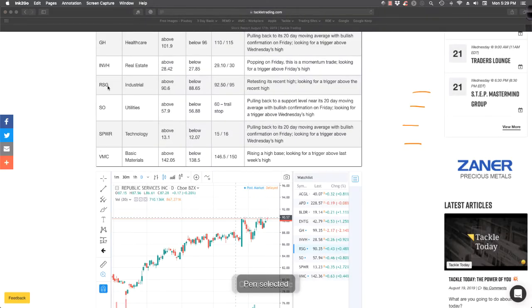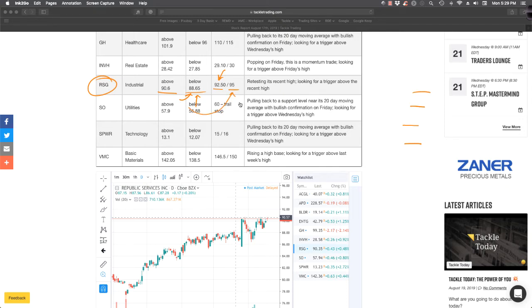Now, here it is, RSG. We want to enter above resistance at 90.65, a conservative stop loss below 88.65, and a target 92.50 to 95. Now, I can already tell, just doing some really rough math, that if we use this stop loss and target 1, we're not going to have a reward to risk ratio of 1.5 to 1 or better. But we will have a 2 to 1 ratio if we hit that 95.